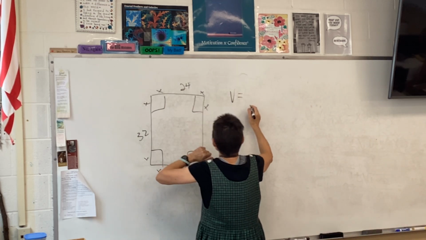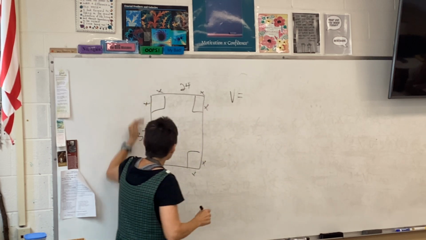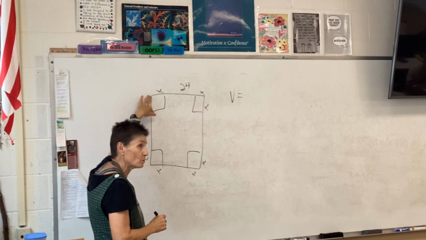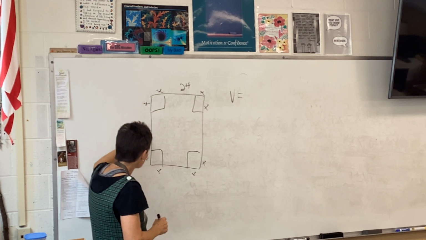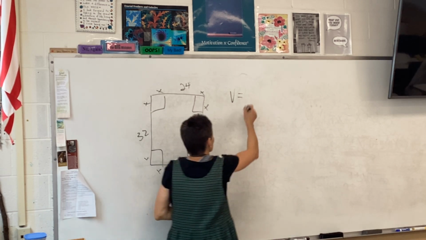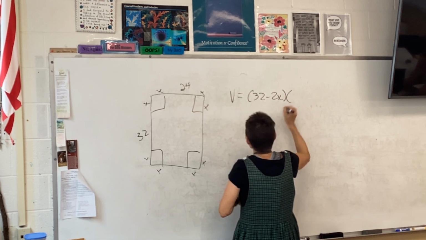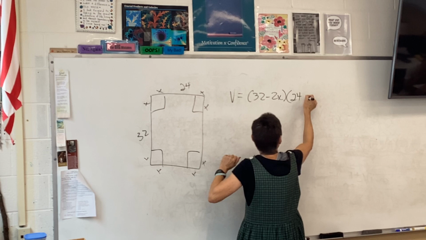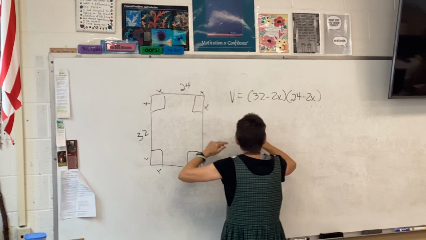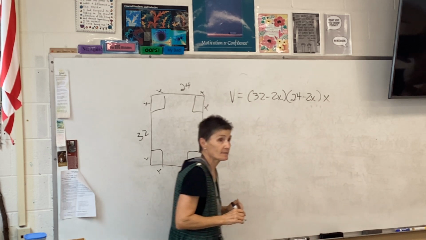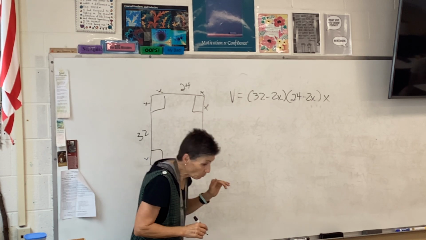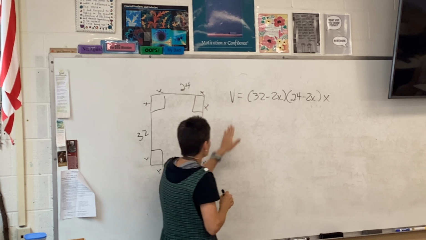So my volume is going to be my length, which in the beginning was 32. But remember, we chopped a chunk off both ends. So now this is my length. So it's 32 minus 2x. And then my width is 24 minus 2x. And my height, remember you're folding up these flaps, the height is x. And that's the volume. And I want the volume to be 1520.